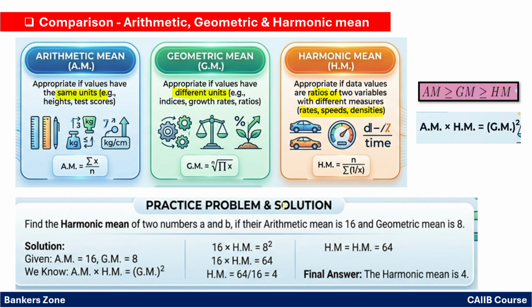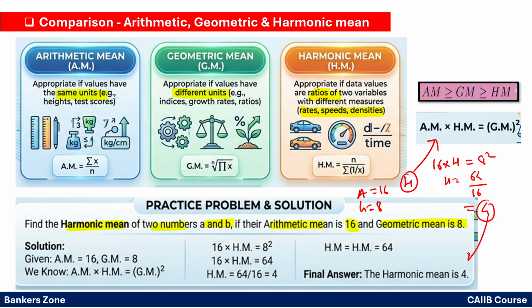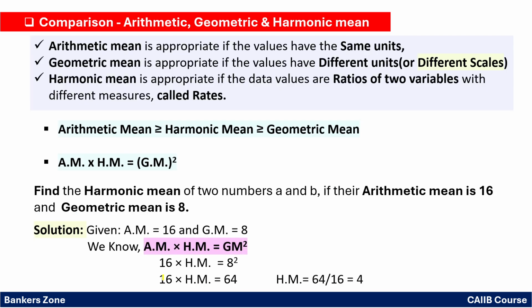Now through a problem you will get an idea. They can ask you this type of problem also. Find the harmonic mean of two numbers A and B, if their arithmetic mean is 16 and geometric mean is 8. What have they given? The arithmetic mean is 16 and the geometric mean is 8. We have to find the harmonic mean. Simply put the values: arithmetic mean is 16, and harmonic mean is equal to GM square, meaning 8 square. So harmonic will be 64 upon 16, so it will be 4, right? So you have to apply the formula in that way. Very simple. At least you should remember the formula: arithmetic mean into harmonic mean is equal to GM square, geometric mean square. Remember, okay? That type of problem they can ask you.